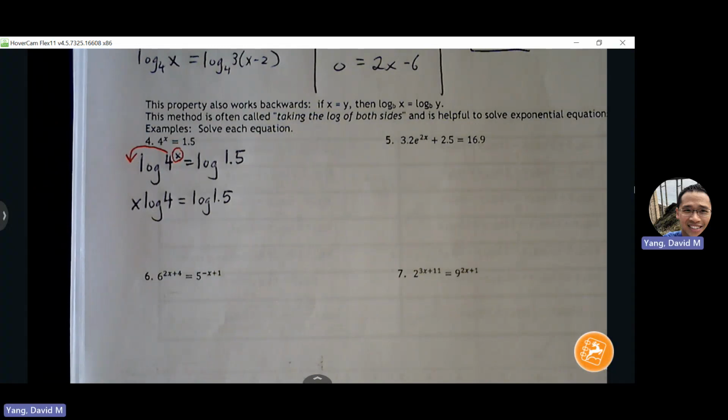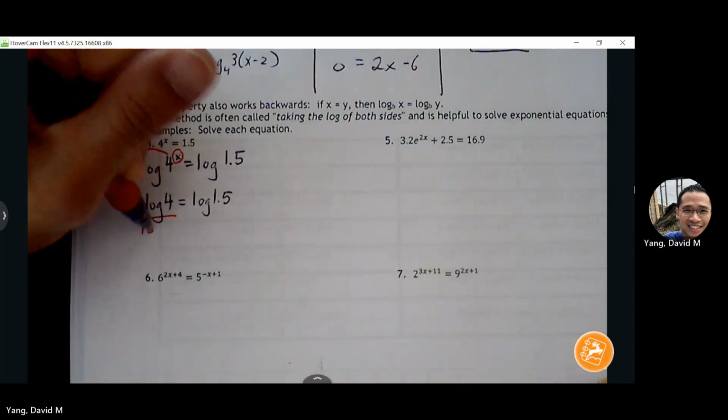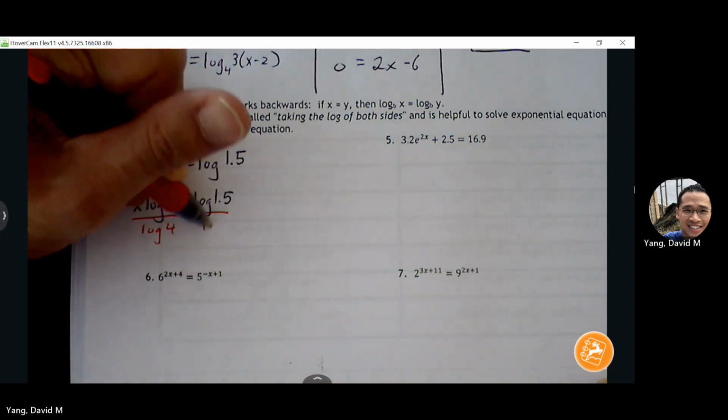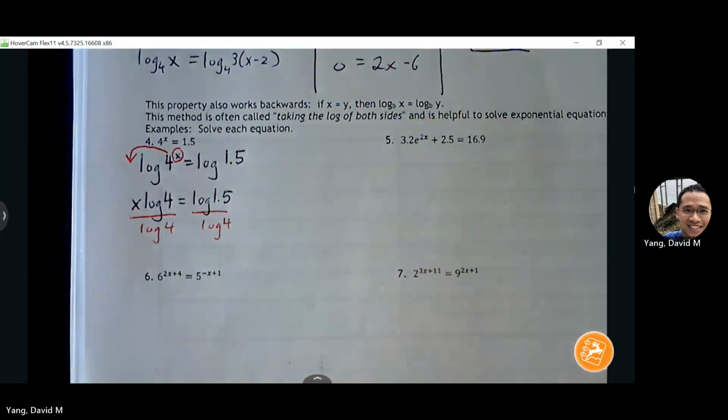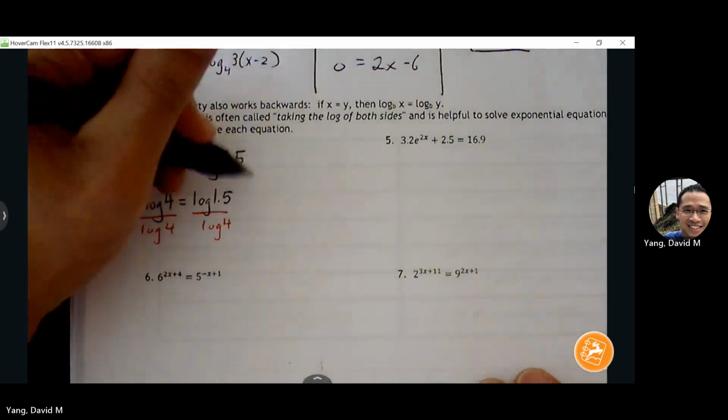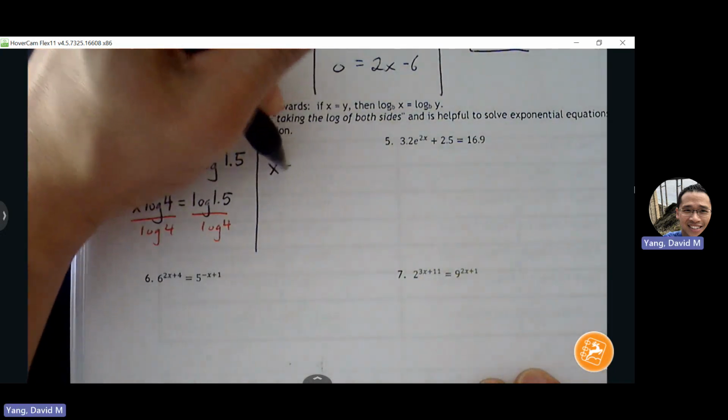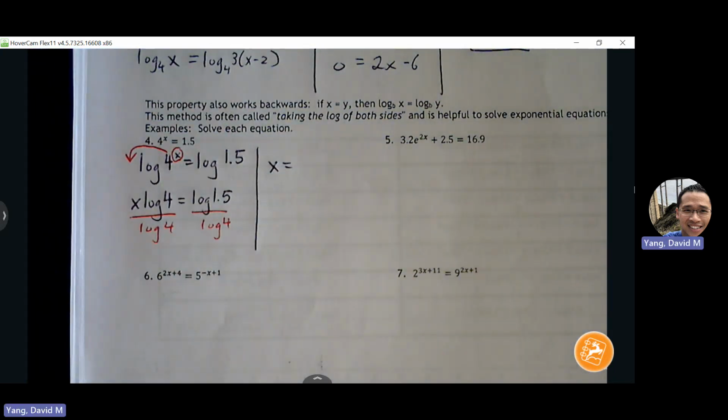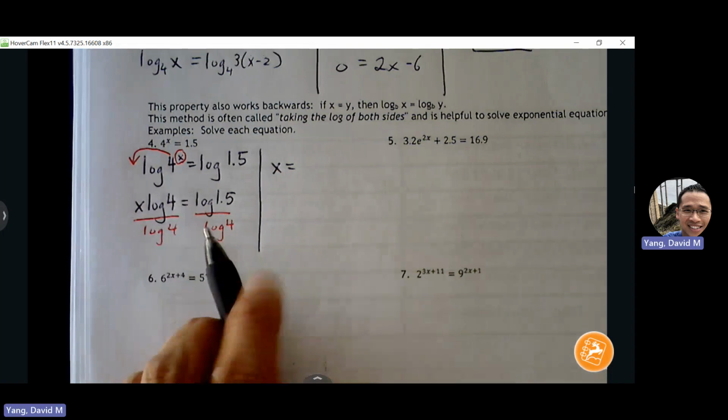Now that x is in front, this becomes a multiplication problem. If I want to solve for x, I can just do what to both sides? Divide both sides by log of 4. So x equals log of 1.5 over log of 4. If you didn't have a calculator, then you would usually answer like that. Okay, but we have our calculator here.